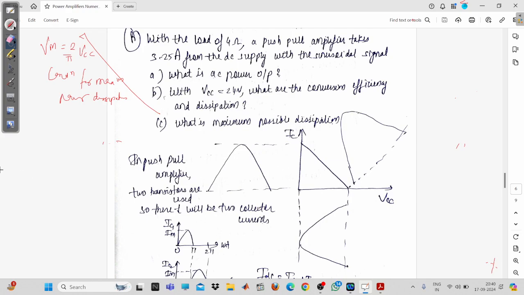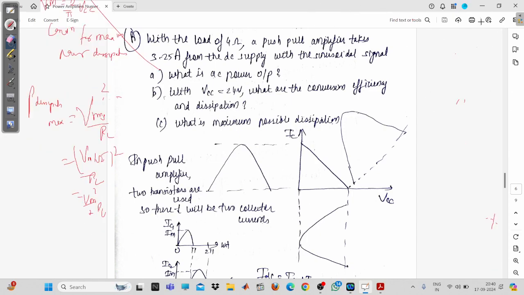So in that case, P dissipation maximum will be equal to how much? For that, the formula is Vrms square upon RL. Fine. So this is (Vm by root 2) whole square upon RL. So this is Vm square by 2 into RL. So now coming down to here, there is a relation between the Vm and VCC. This is a condition which we have.